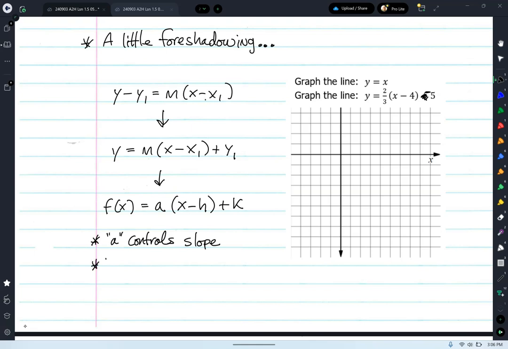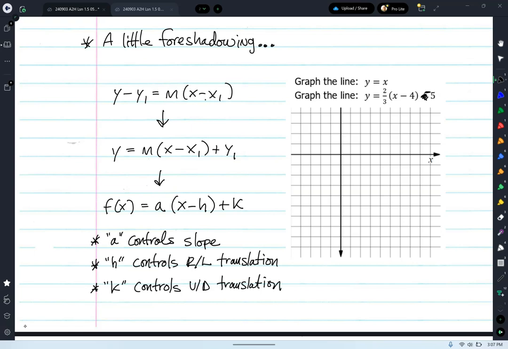I'm going to tell you this. H controls a right-left translation. And I'm going to tell you this. K controls an up-down translation. So A, H, and K. What do I mean by translation?